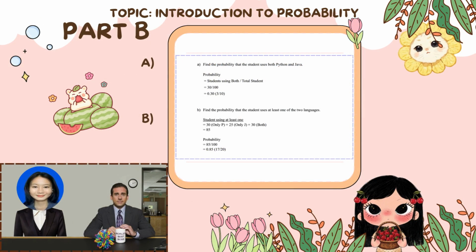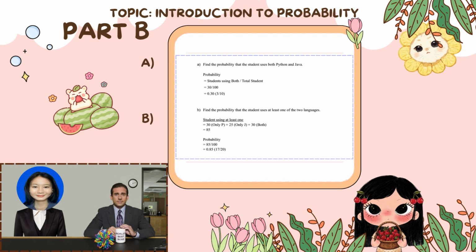Moving on to part B, we are calculating probabilities based on our survey of 100 IT students. For question A, we look for the probability that a student uses both Python and Java. Since 30 students out of the total 100 use both, our probability is 30 over 100, which simplifies to 3 over 10. For question B, we calculate the probability of a student using at least one of the two languages.